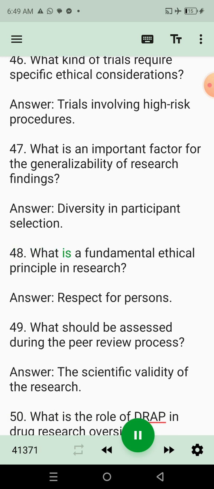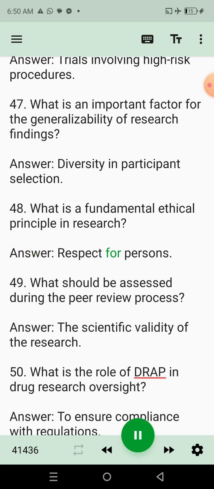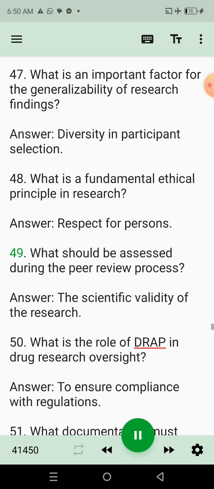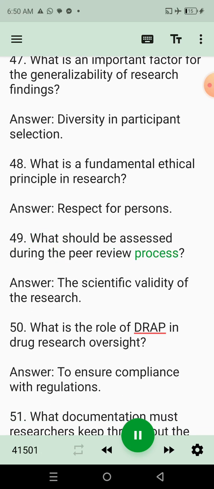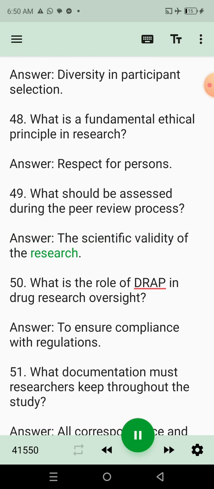48. What is a fundamental ethical principle in research? Answer: respect for persons. 49. What should be assessed during the peer review process? Answer: the scientific validity of the research.